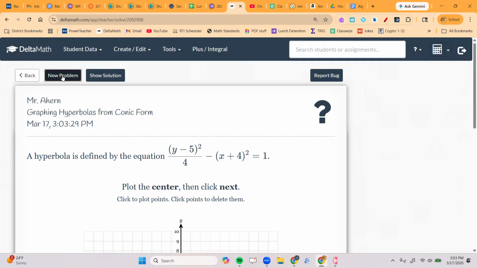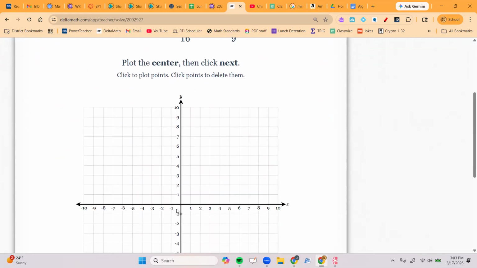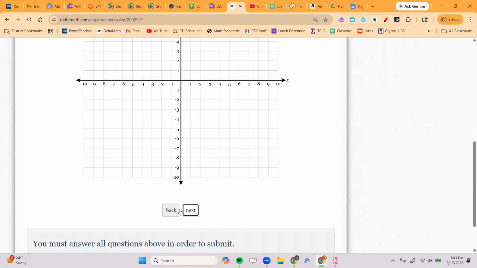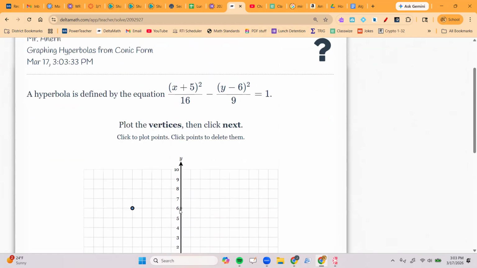So let's do one more and let's pick one that goes sideways. Oh, that was a good one there. All right, let's look at this one and then I'll get out of your way and you can blow through this assignment. So first off, where's the center? -5, +6. I'm going to go left 5, up 6, and boop, there's my center, and I have to click next. Next up is the vertices.